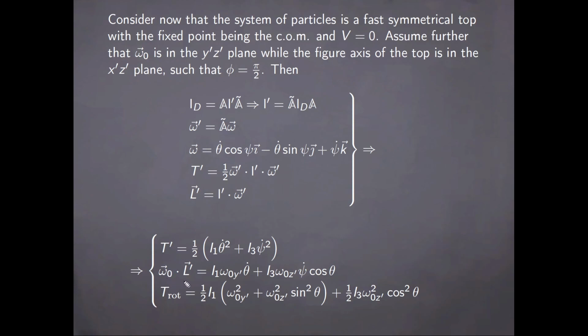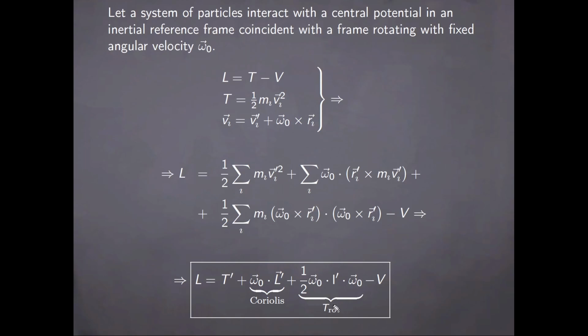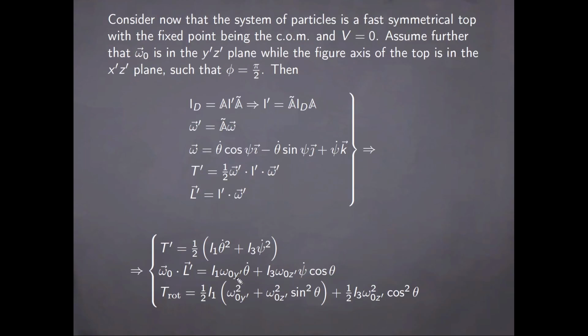Then the Coriolis term is given by this expression, where these two components, y prime and z prime of the vector omega 0, are just the components along the y prime and z prime axes, and then the rotational kinetic energy, which is the term here, again through a very basic calculation, has the expression here.